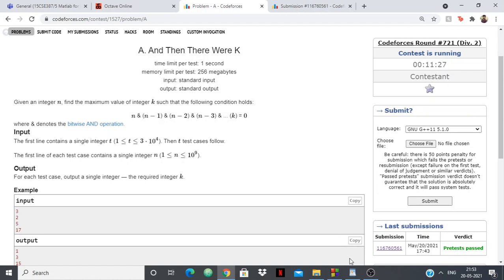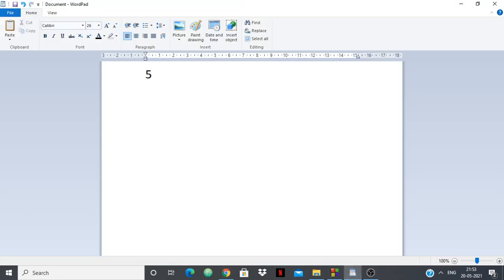Let's look at the test case. So 5 is a test case, right? So what is 5 in binary? 5 is 101 in binary. Okay, now to make it 0, I want to make sure that we have every number from n to k so that this bit is 0, this bit is 0, this bit is 0, because after ANDing it has to become 0, right? So what is the main bit which I have to take care of? Thinking in terms of maximum number which I can take, it is obviously the leftmost bit, right?